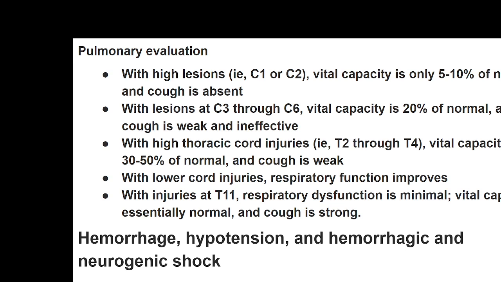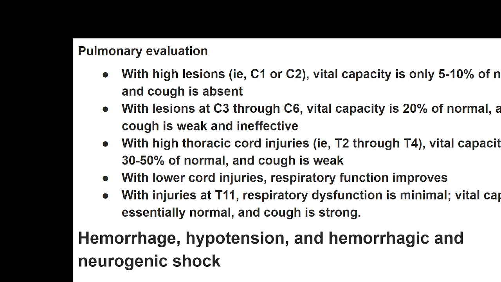With lesions at C3 to C6, the lower the level, about 20% of the vital capacity may be maintained, and the cough is weak and ineffective. They too require immediate attention. With high thoracic injuries like T2 to T4, vital capacity is 30 to 50% of normal and cough is weak. Whereas with lower cord injuries, the respiratory function doesn't change much after the initial phase of the shock, or may be normal. With injuries at T11, respiratory dysfunction is minimal, vital capacity is essentially normal, cough is stronger, and such patients do not require respiratory support.